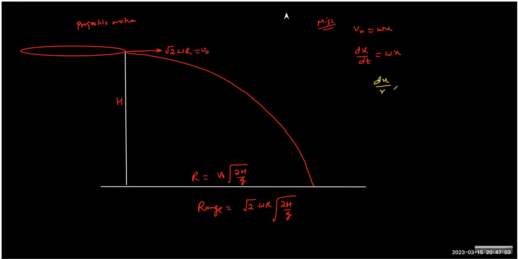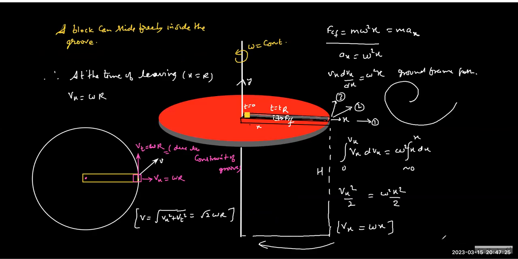Which will give you that dx by x is how much? Omega dt. So if you integrate, I'll take some x naught because we cannot take zero. Okay, in fact, I'll solve that question on that too. Yeah. I hope this is clear. This question is clear. Yes.